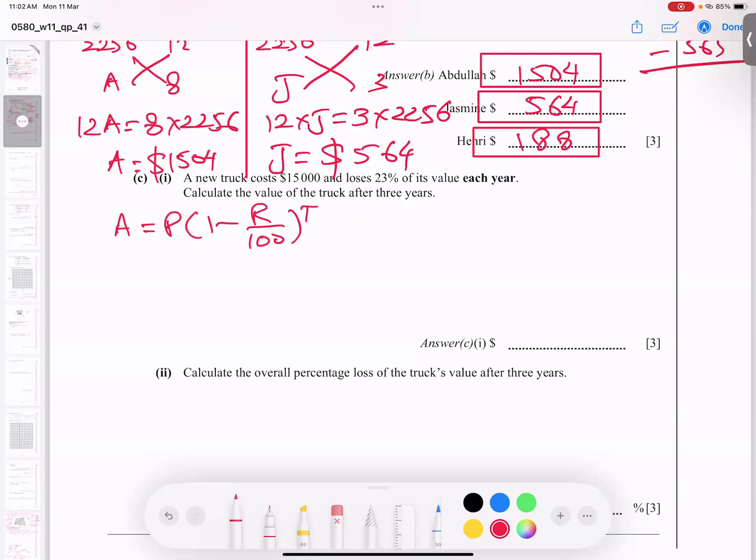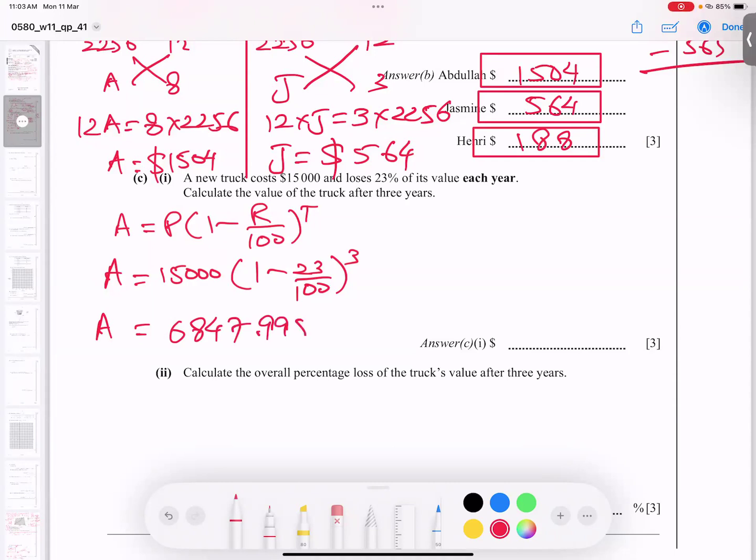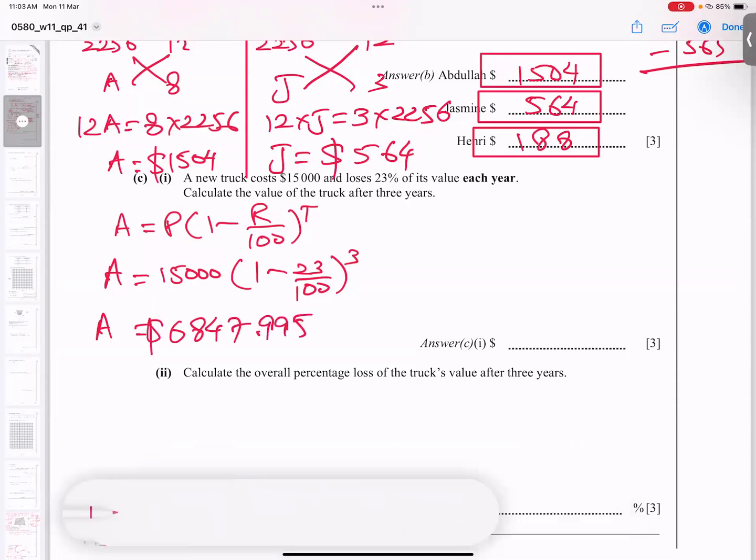Okay, so the investment, how much for the truck? 15,000 total. And the rate of loss is 23% per month, per year, sorry. And time is 3 years. So let's find at the end of the 3 years how much he has left. So 15,000 times 1 minus 23 divided by 100, and the power is 3. When I type it in the calculator, I get $6,847.995. So this is after the 3 years.